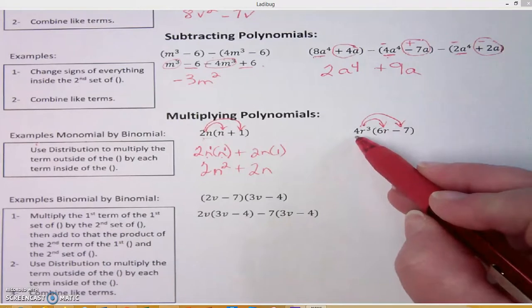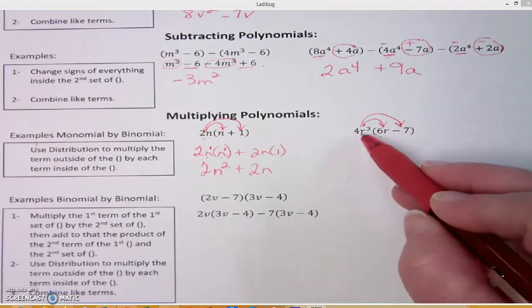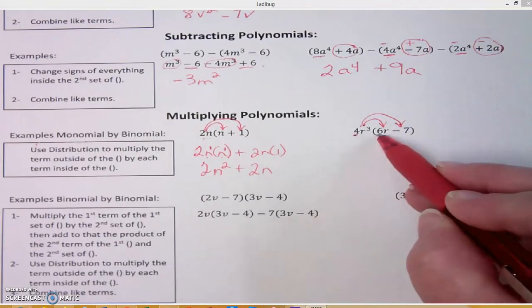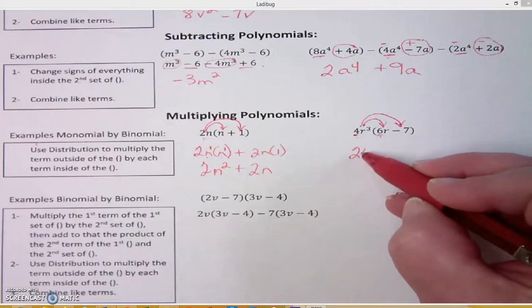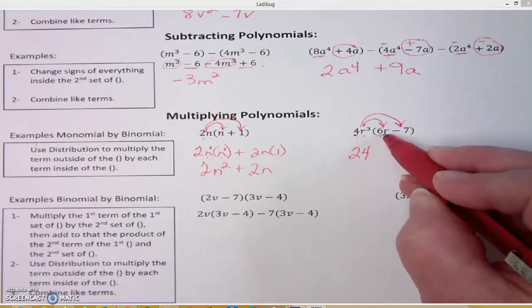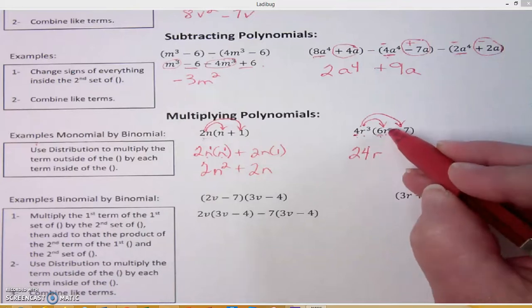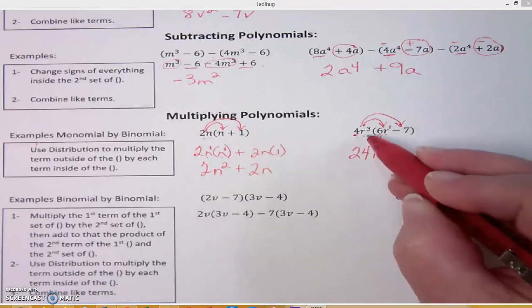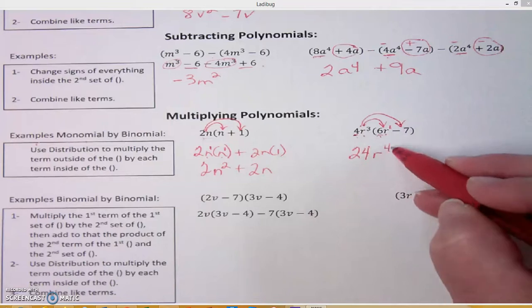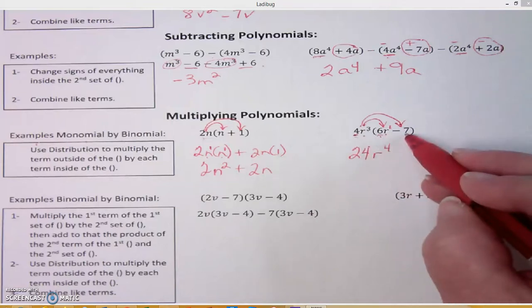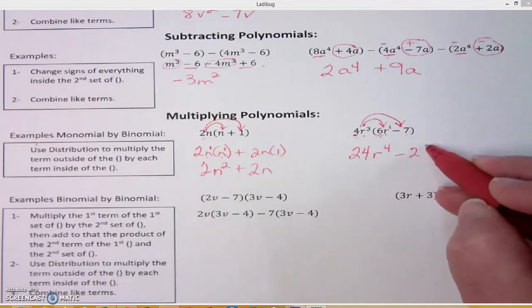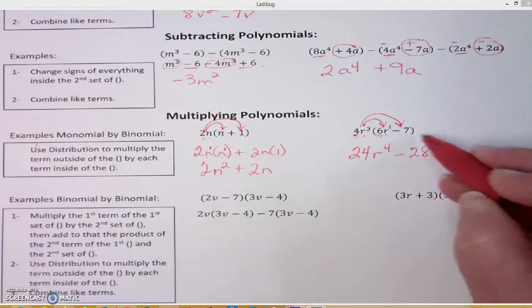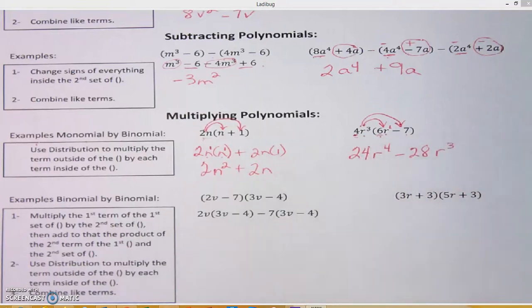So 4r cubed times 6r. So let's multiply my numbers. 4 times 6 gives me 24. R cubed times r. And then when I add the exponents, that's understood to be 1, so 3 plus 1 is 4. 4 times negative 7 is a negative 28, and then I don't have any r's by the 7, so I'm just going to copy over my r cubed.